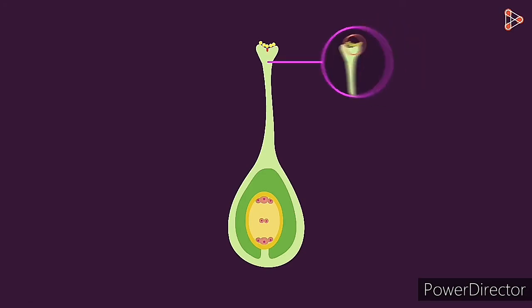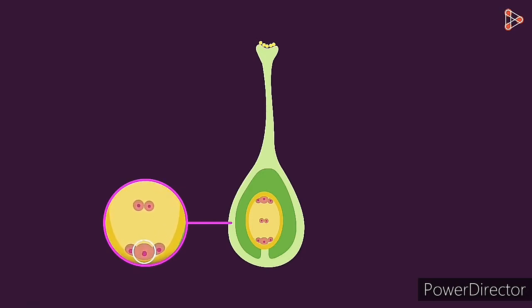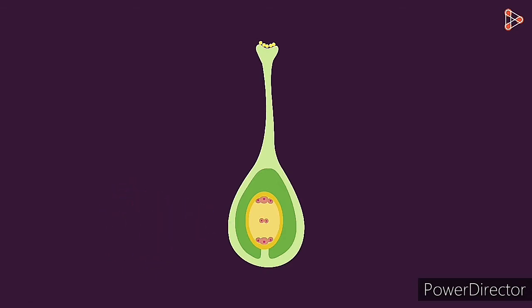For fertilization, the male gametes need to reach the lower part of the pistil called the ovary, where the female gametes are present. The female gamete or egg cell is present inside the ovary. You can see in the picture. The female gamete has to fuse with the male gamete to form a zygote.